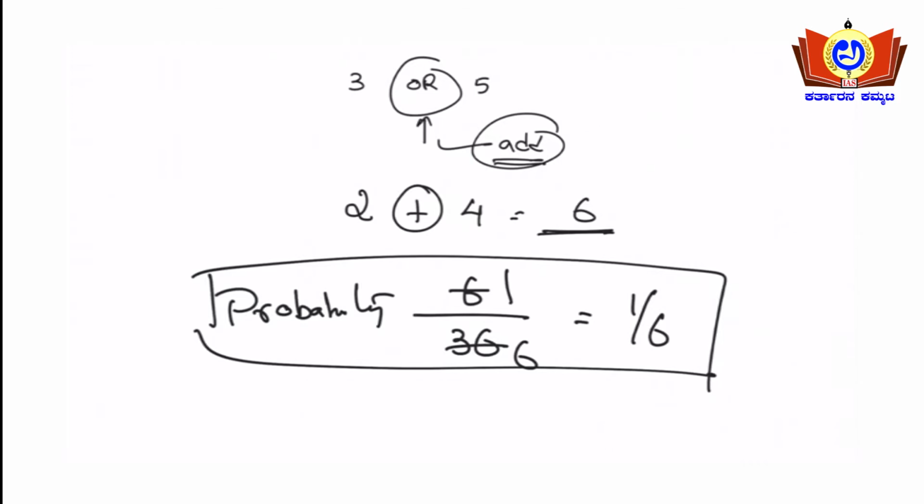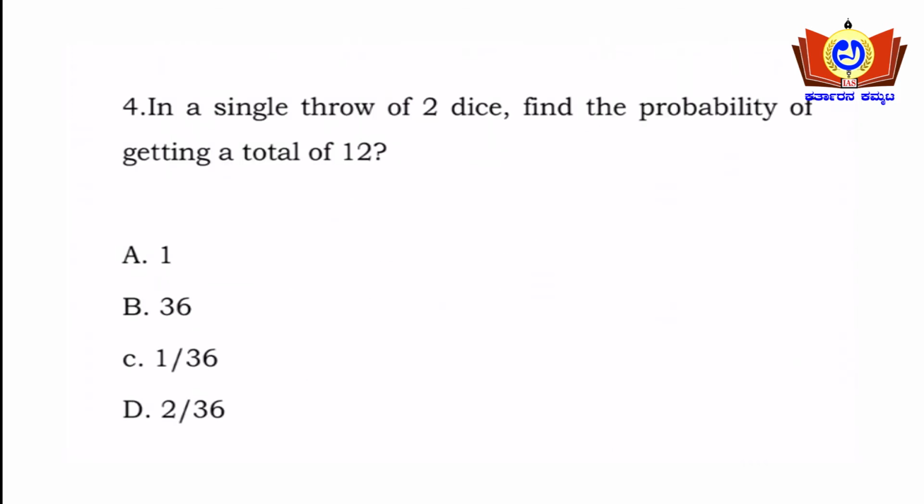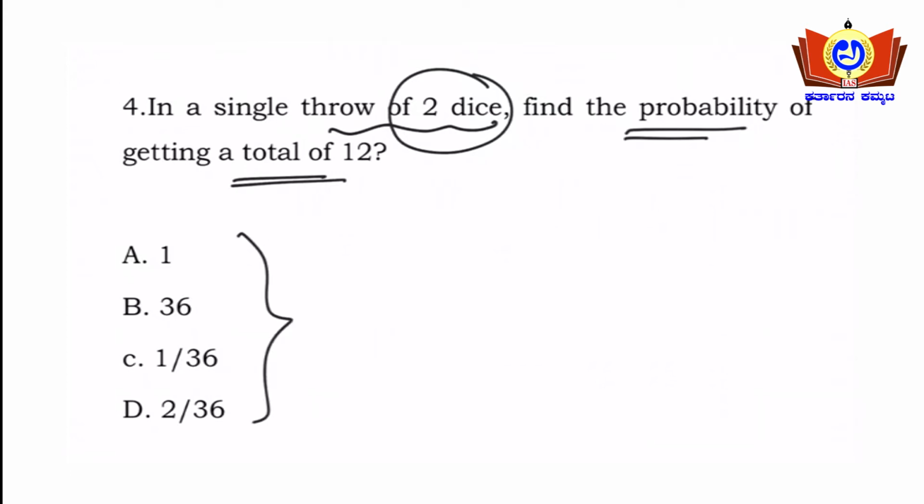Okay, so moving on to the next question. In a single throw of 2 dice, there are 2 dice that have been thrown. Find the probability of getting a total of 12. See, in the previous question I have discussed that by looking at the options only you will be able to arrive at the answer. Based upon that concept, see here, option 1 obviously can be eliminated.